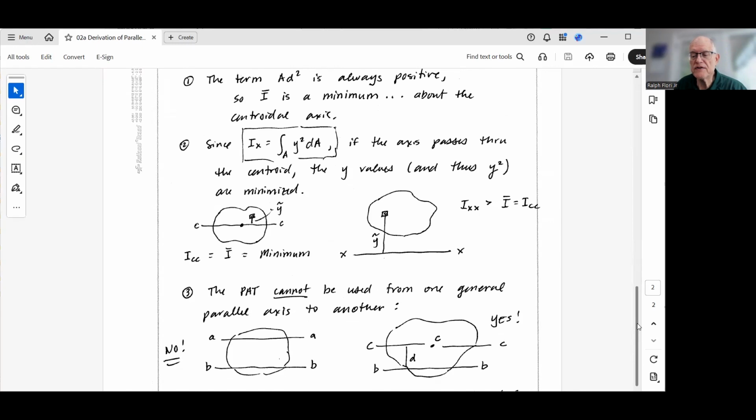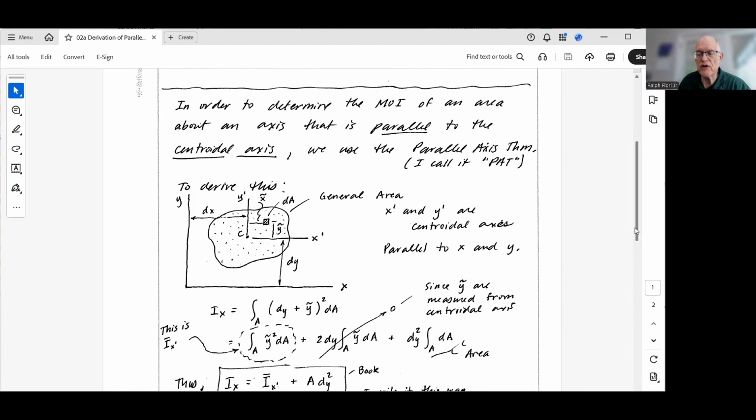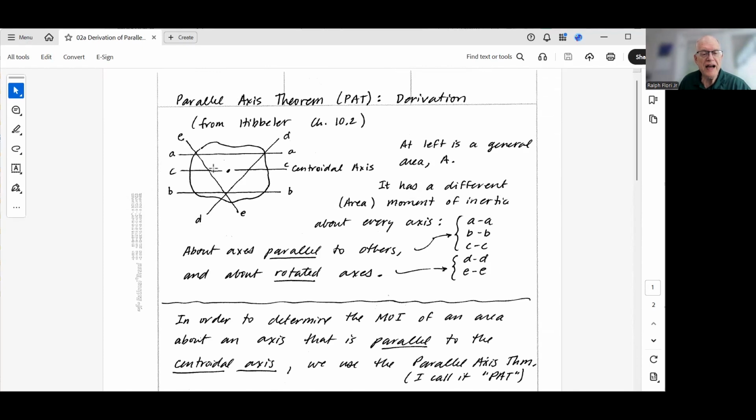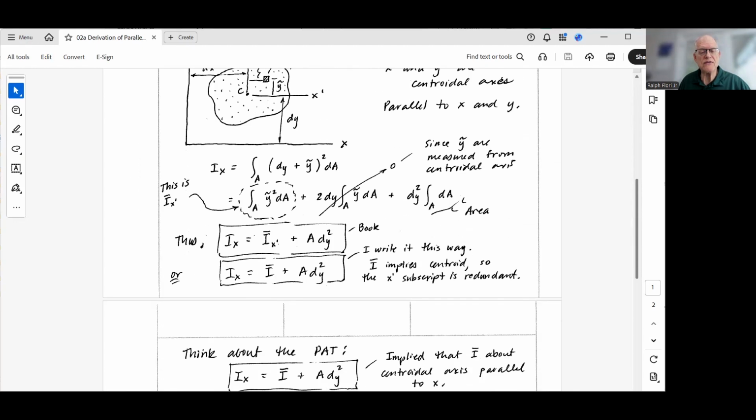Another way to think about it is, if you look at these original areas up here, an axis that passes approximately through the center of an area is going to have a smaller area moment of inertia. Because if you integrate y squared times all of the dAs, the average y of all of the dAs relative to the centroidal axis is smaller than for any other axis that you propose. And so you'd expect the centroidal axis to be a minimum axis.